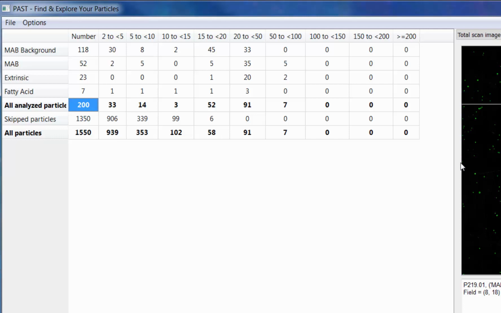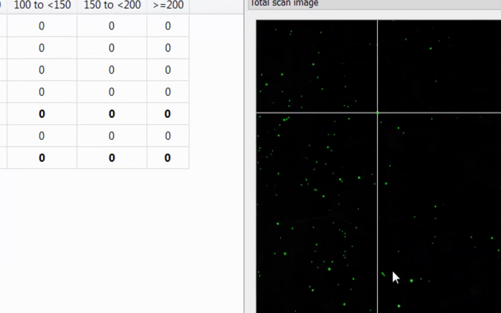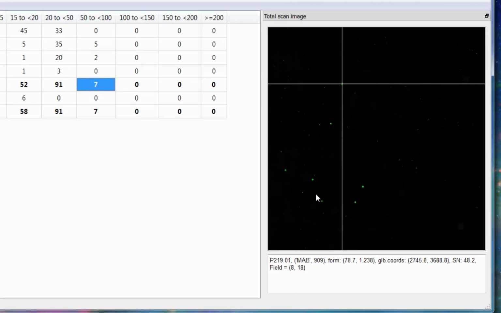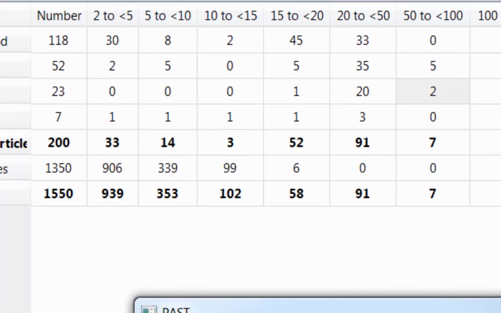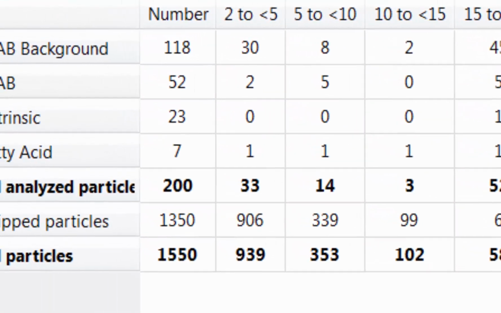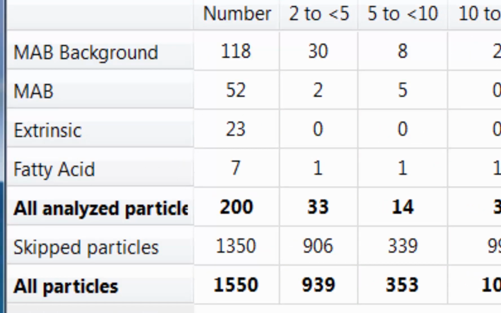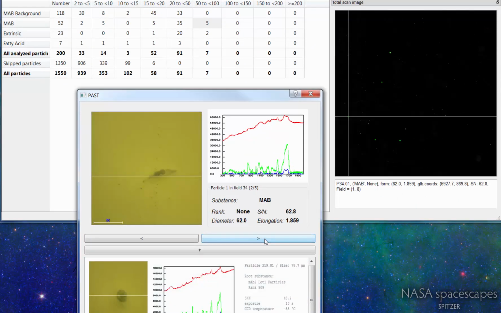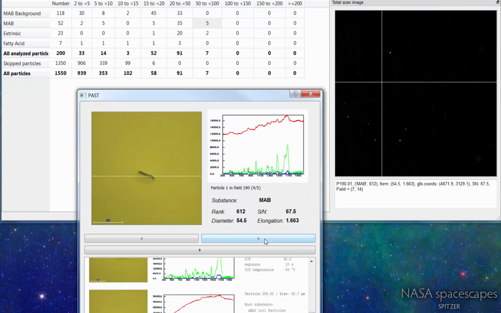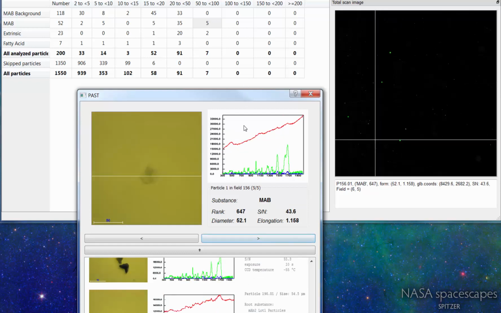The particles are counted in dark field mode, that's what you see here, and we know the particle's location. So, for example, the 7 largest particles are these particles here, and they were all analyzed. 2 of them were extrinsic materials, such as fibers or other types of materials. 5 of them were found as monoclonal antibodies, and you see them here, those 5. We can go through them and take a look at those different particles.